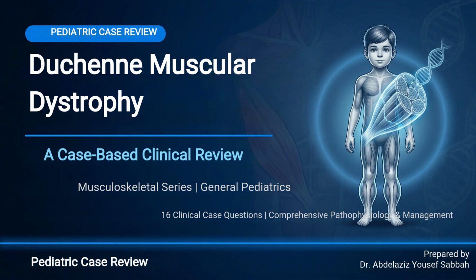Welcome to Pediatric Case Review, Musculoskeletal Series. Today's lecture is a comprehensive case-based clinical review of Duchenne muscular dystrophy, one of the most important and common progressive neuromuscular disorders in pediatric practice. This lecture contains 16 clinical case questions covering pathophysiology, genetics, clinical presentation, examination findings, diagnostic workup, complications, and treatment strategies.